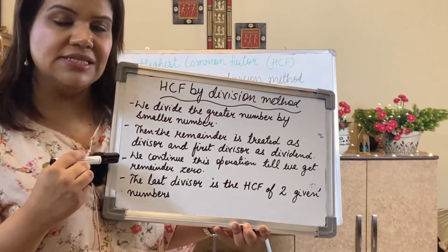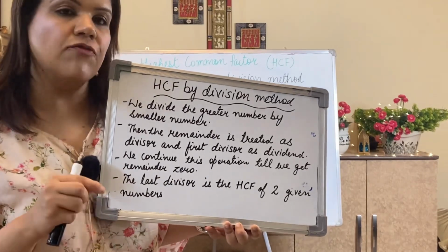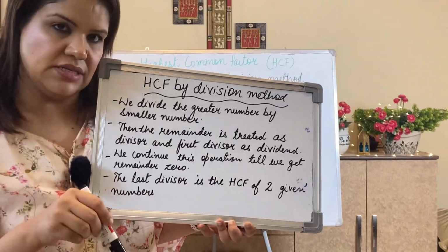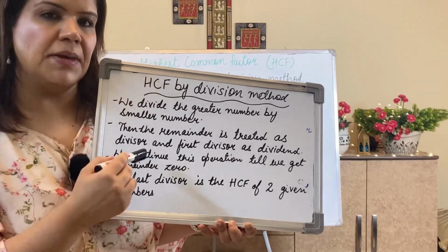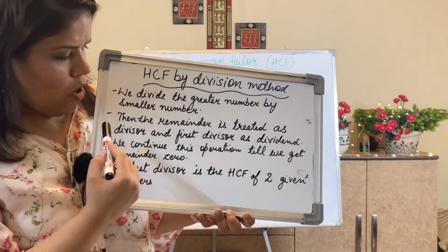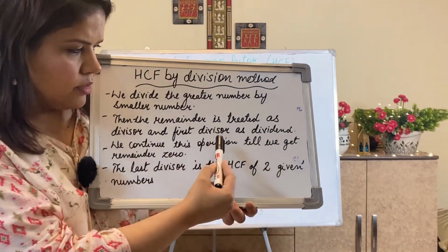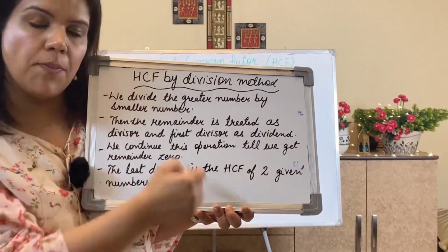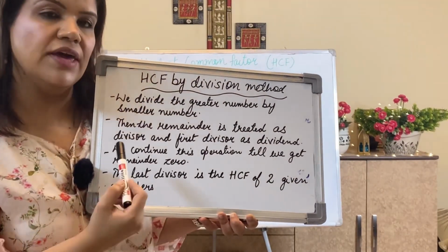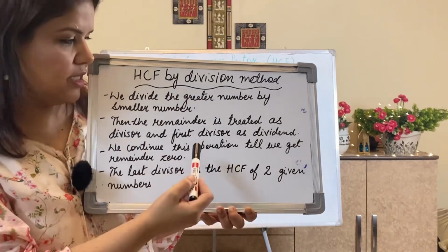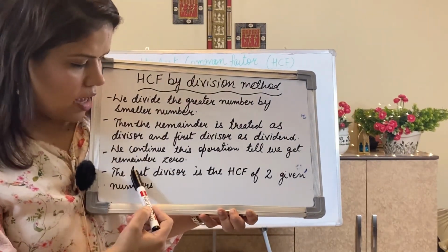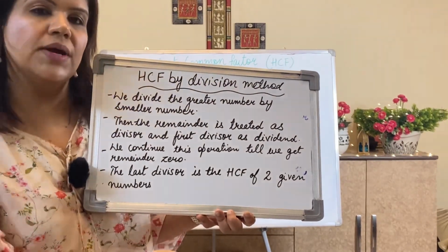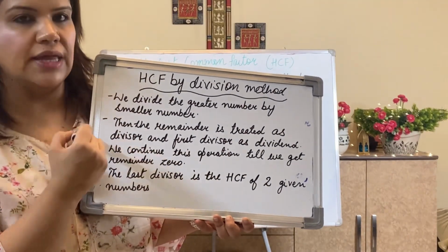What we will do in the second step, the remainder which we have got after dividing greater number by smaller number will become new divisor and the last divisor will become dividend. We continue this operation till we get remainder 0. This operation will go on till we get remainder as 0. The last divisor is the HCF of two given numbers. You can take a screenshot. Now I am explaining you with example.